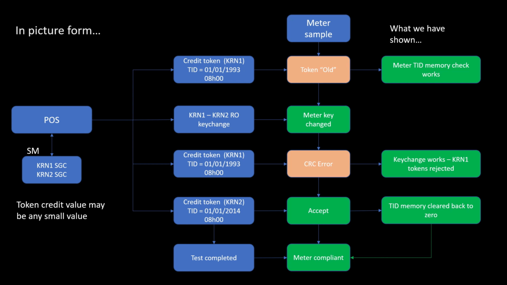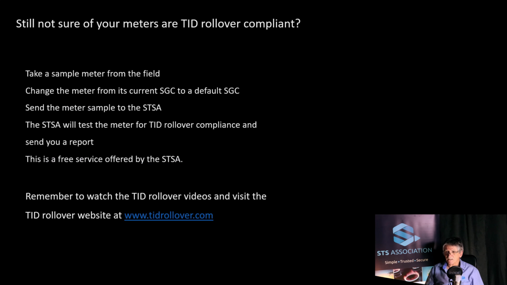So you can do this test by yourself if you like, or if you're still not sure if your meters are TID rollover compliant, take a sample meter from the field, change the meter from its current SGC to a default supply group code, and send the meter sample to the STS association. The STS association will test the meter for TID rollover compliance and send you a report. This is a free service offered by the STS association.